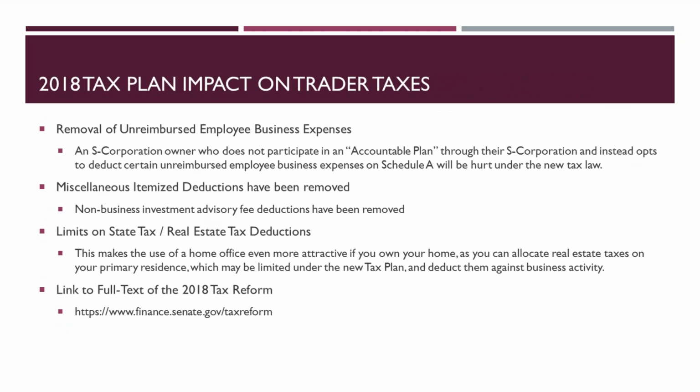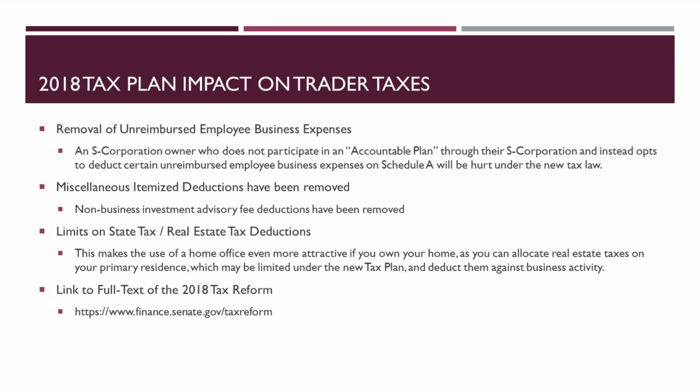Just highlighting some other items that were changed with the new tax regime. Previously, you were able to deduct unreimbursed employee business expenses, and this was relevant to traders who are W-2 employees who are also trading actively, who might want to take advantage of certain telephone expenses, auto expenses, travel, etc. There was a Form 2106 that was used previously. That's been totally phased out.